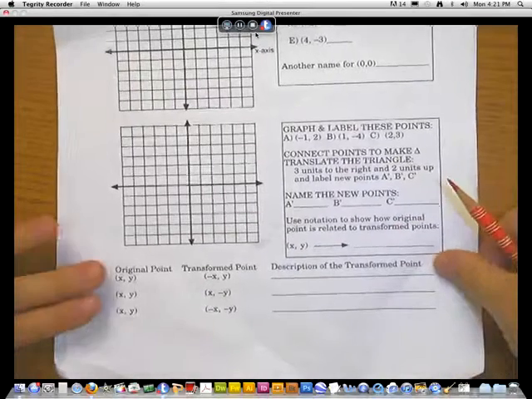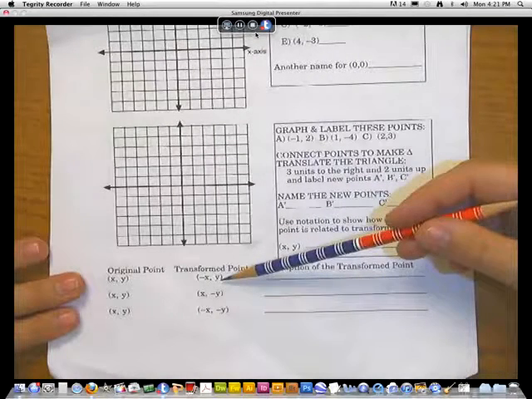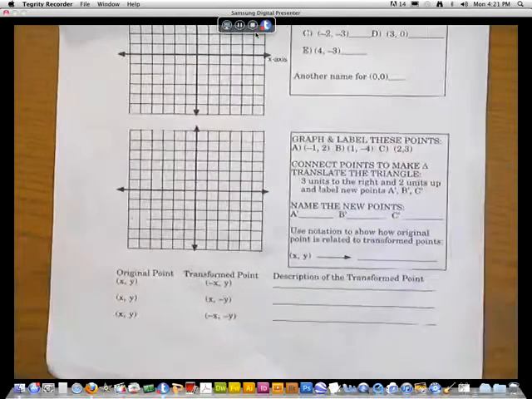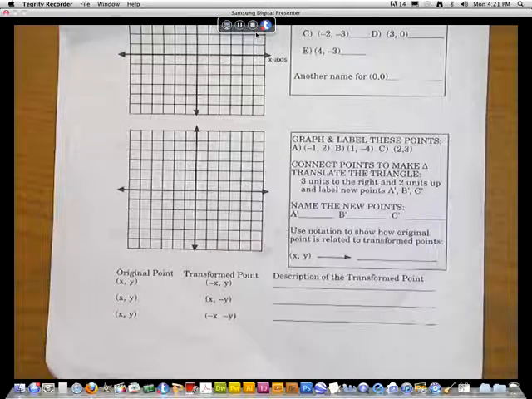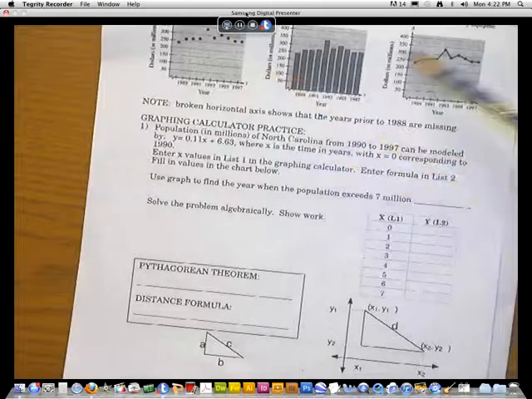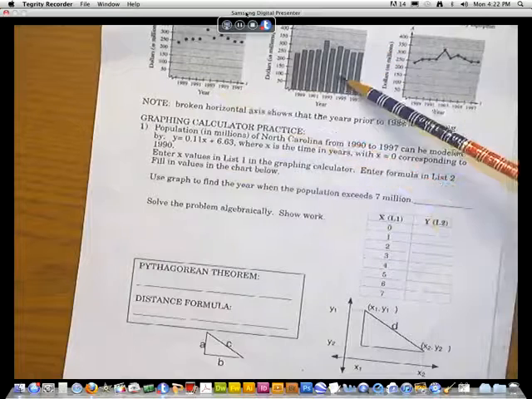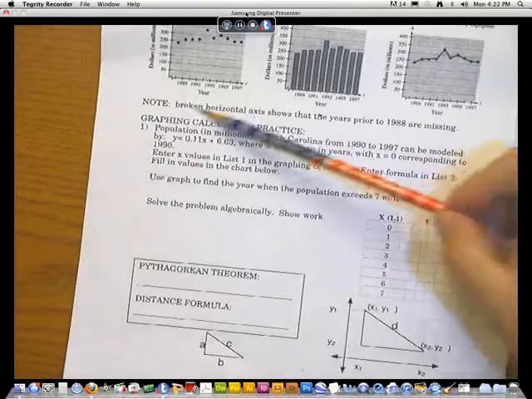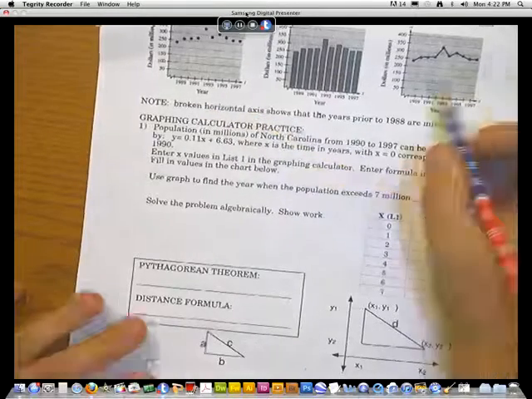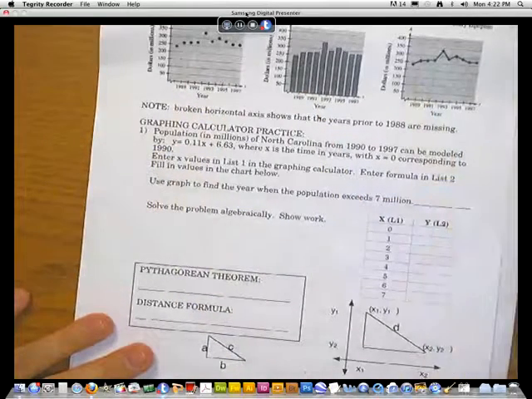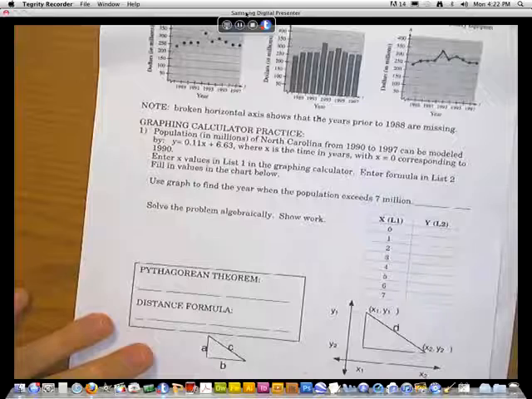At the bottom of page 3, it's going to talk about a transformed point if you take the negative of x, negative y, or negative of both points. If you flip to page 2, the next part talks about your graphs. What kind of different graphs do we have? We have a scatter plot, a bar graph, and a line graph. One thing you want to make sure of is the broken horizontal axis. Those are broken because they have those little squiggly marks.